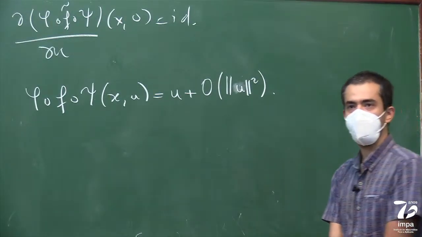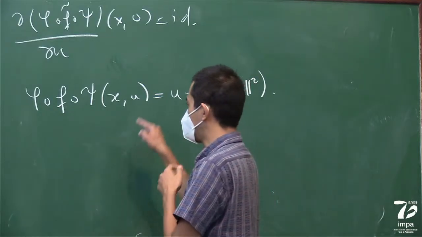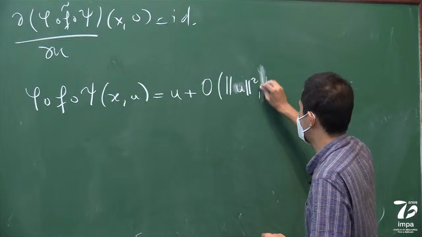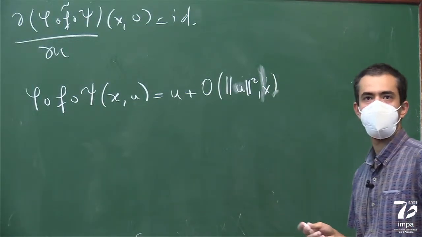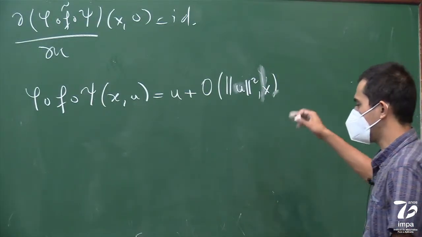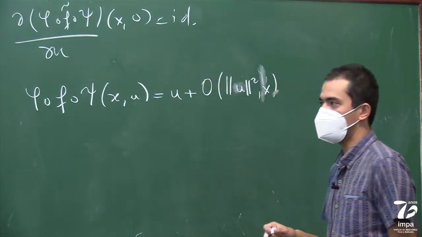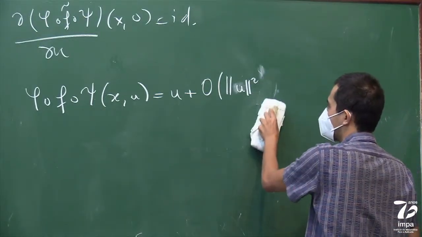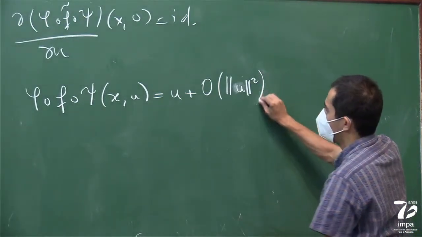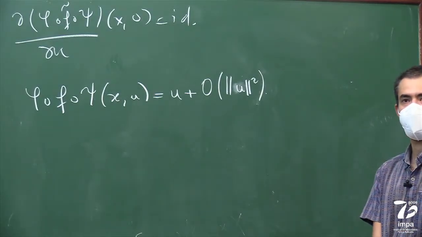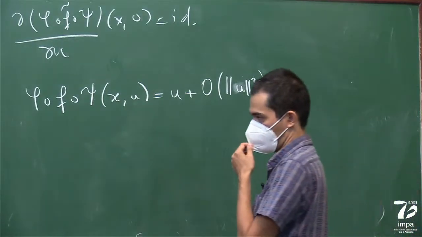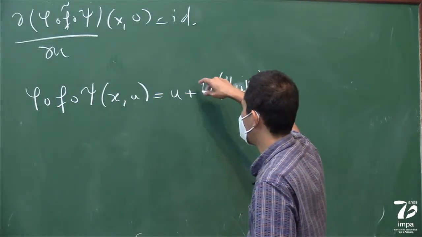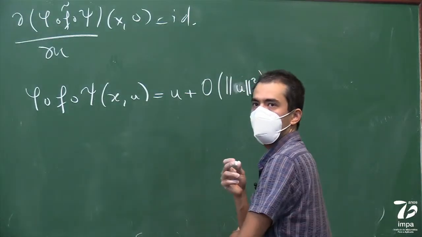That's just looking at the Taylor polynomial as a function of u. This might also depend on x, but it doesn't matter. It's some constant because Q is compact. It's really up to a constant, of order norm of u squared. So it's going to be plus some constant times this.